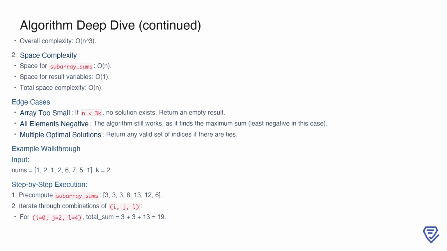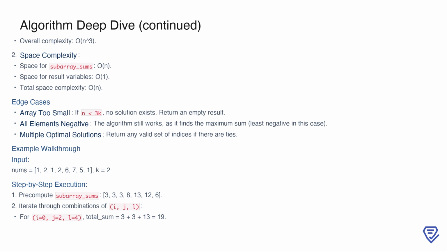There are several edge cases to consider. If the array is too small, such that n is less than 3k, no solution exists, and we should return an empty result. If all elements in the array are negative, the algorithm still works, as it will find the least negative combination, which maximizes the sum.